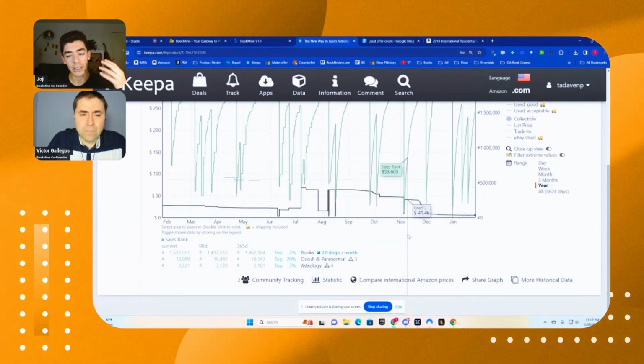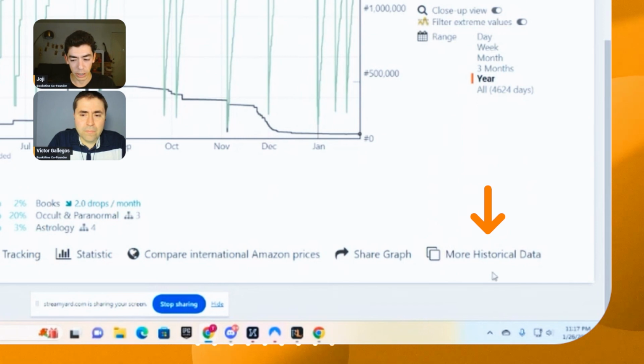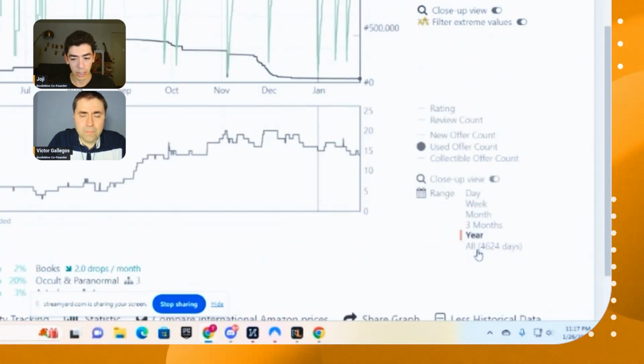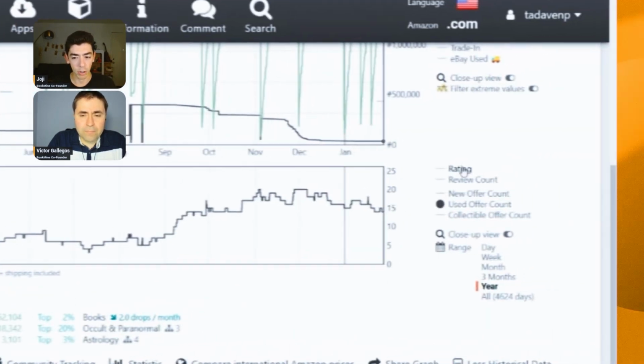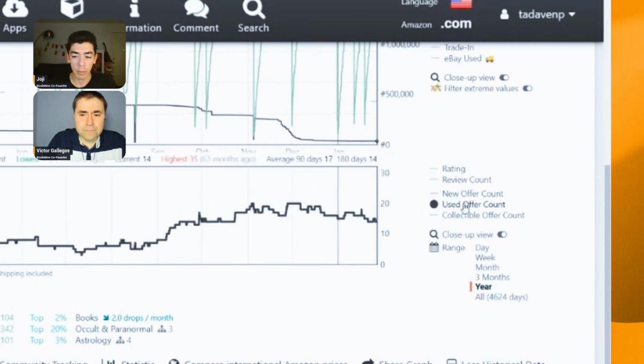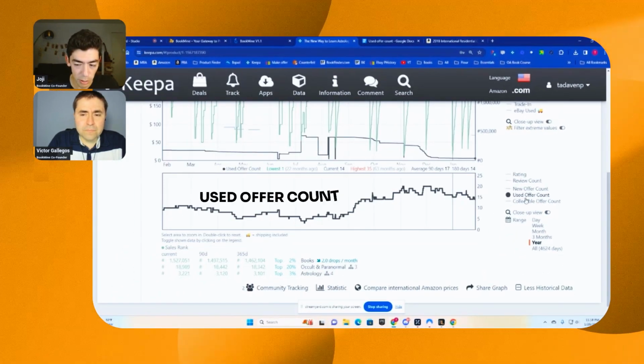The way that you can see that second graph is you can click this button all the way down here at the bottom called More Historical Data. Do that, and you're going to get the second graph, which has a whole bunch of other features, which we'll go over as well. But today, specifically, we're going to talk about the used offer count.